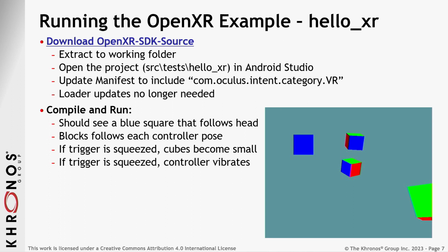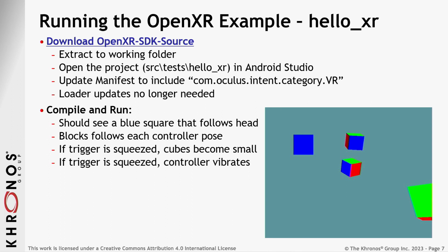All right, so OpenXR, we have in the repository one example that goes through what is OpenXR and how to run the simplest thing. So we call it Hello XR. What you need to do is download this OpenXR SDK source from GitHub, and then you'll open the project in Android Studio. You'll only need to do one modification, and that's to update the manifest to include this com.oculus.intent.category.VR.